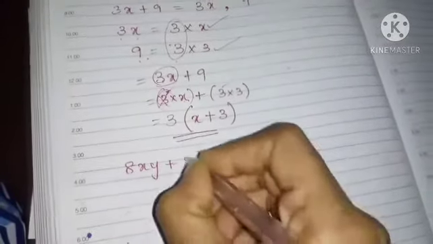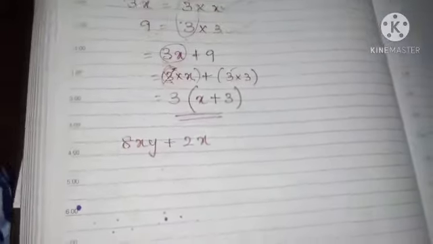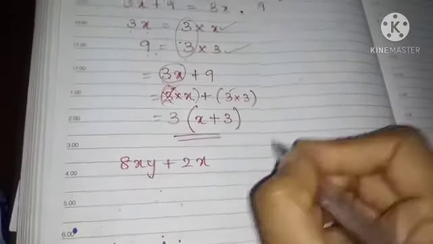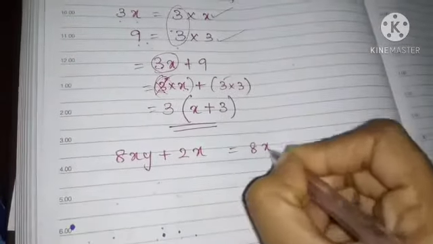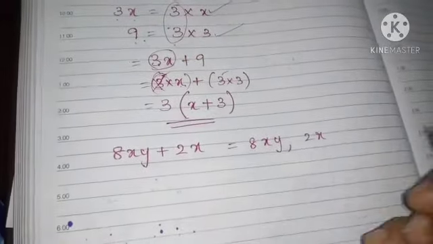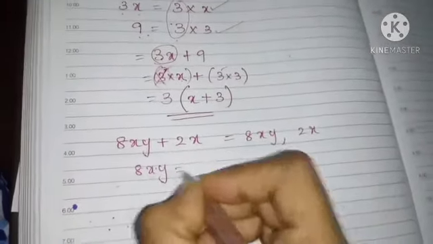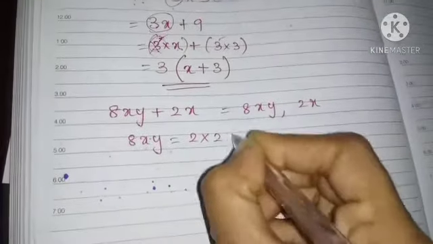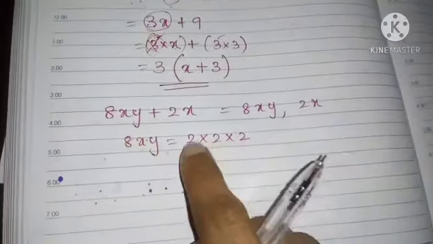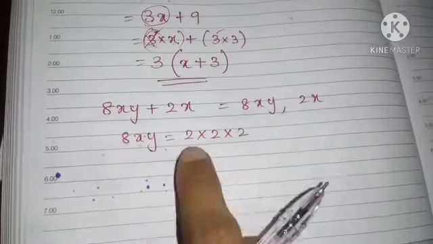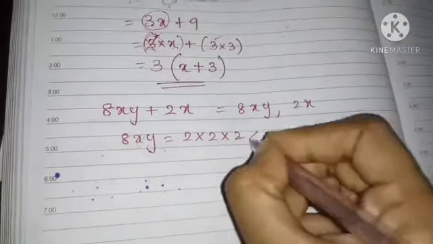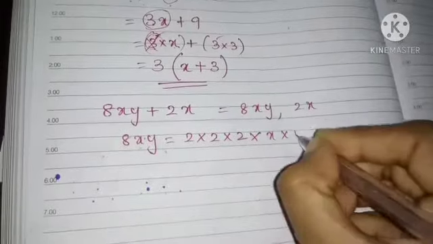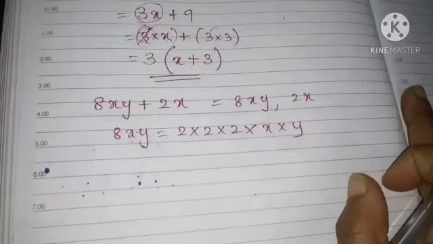8xy plus 2x. This is one expression. What are the terms? 8xy, comma, 2x. I am taking 8xy separately. How will you split it up? 8, how will you write? 2 2s are 4, 4 2s are 8. 8 I am going to write as 2 into 2 into 2, into xy, x into y. I am going to separate it, dissect everything.